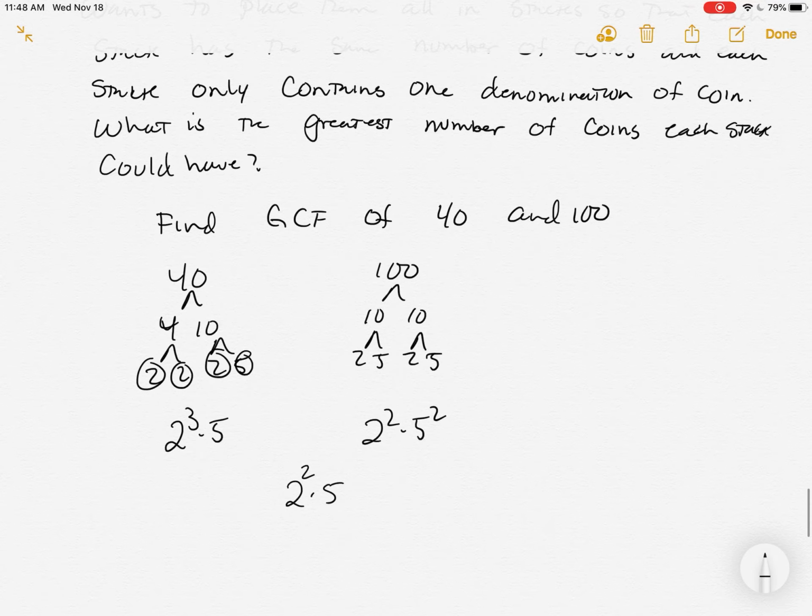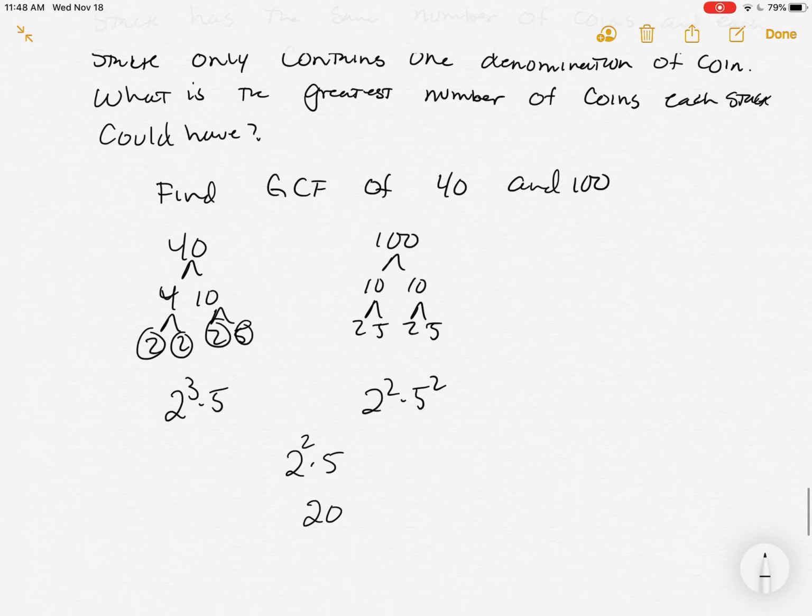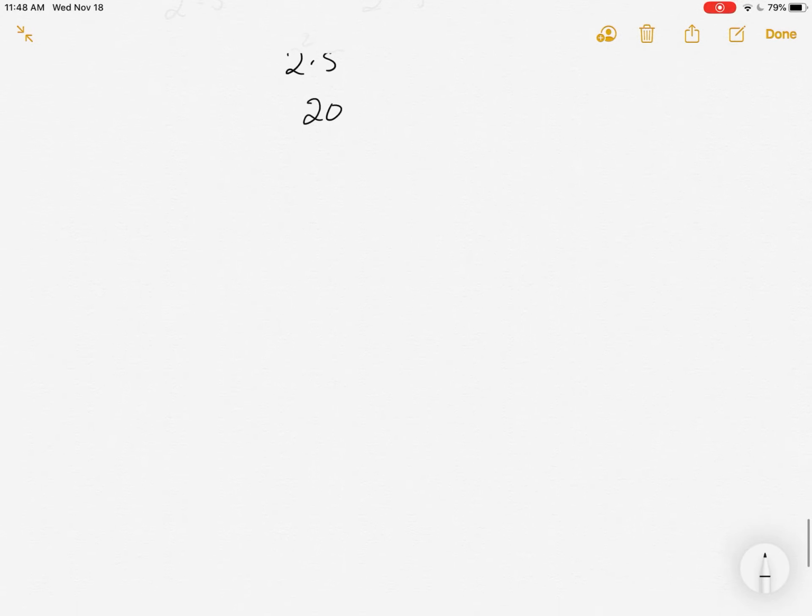And so what do we get out of this? 2 squared, which is 4, times 5, 20. They can be placed in stacks of 20. I would have 2 stacks of pennies and 5 stacks of nickels and be set. And you might have seen that from the beginning, but it's just an application of it.